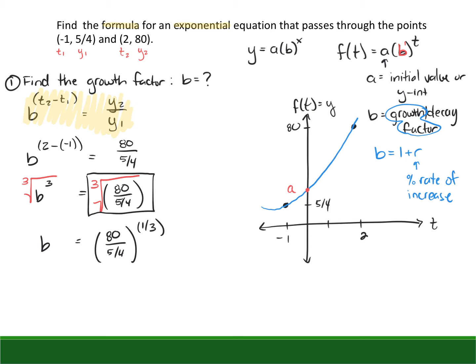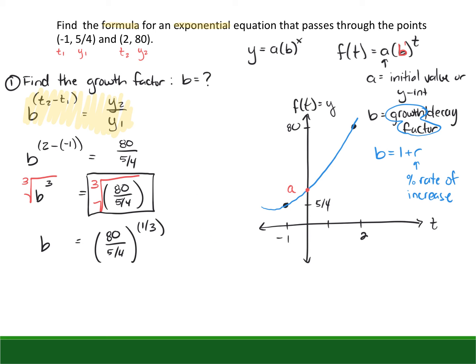So again, if you had something like the 4th root of 80 over 5/4, that's the same thing as raising 80 divided by 5/4 to the 1/4 power, etc. Okay.